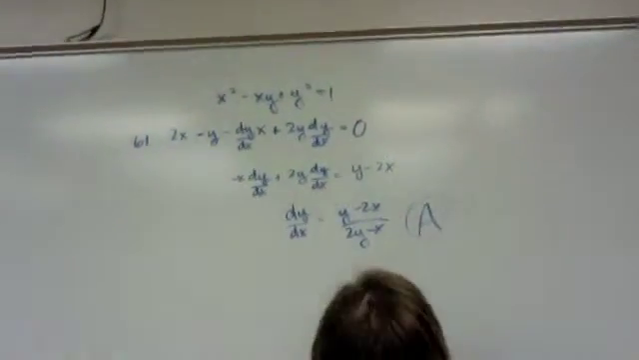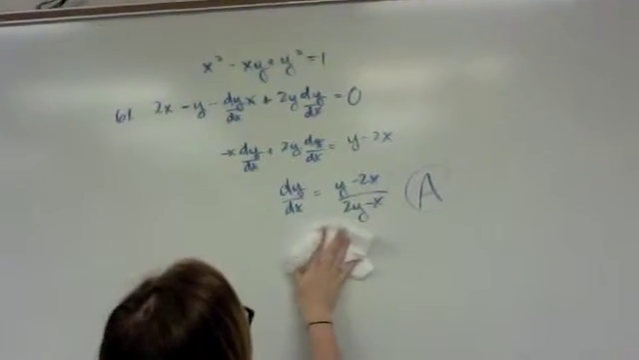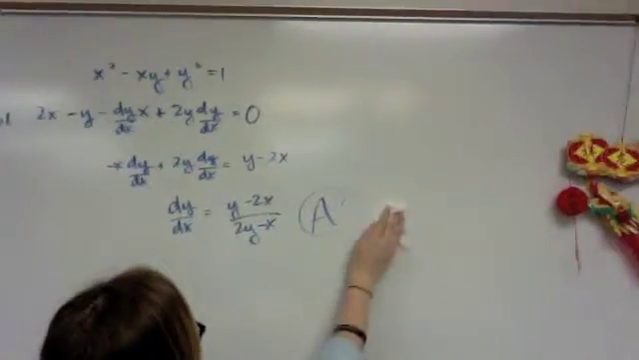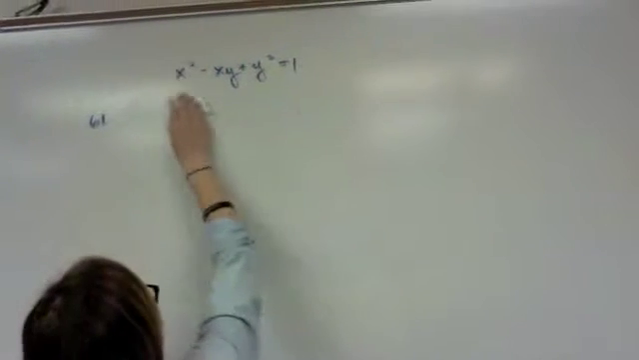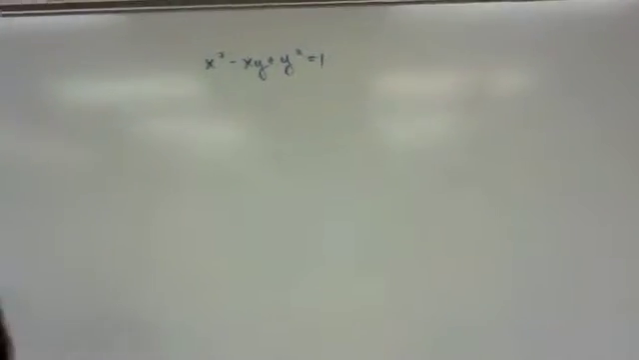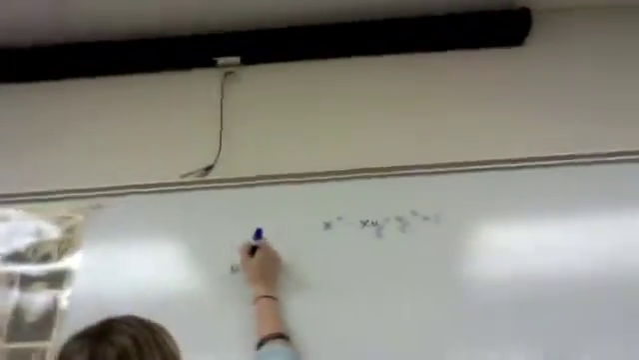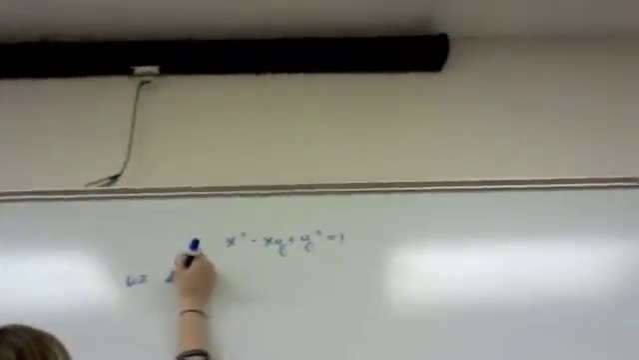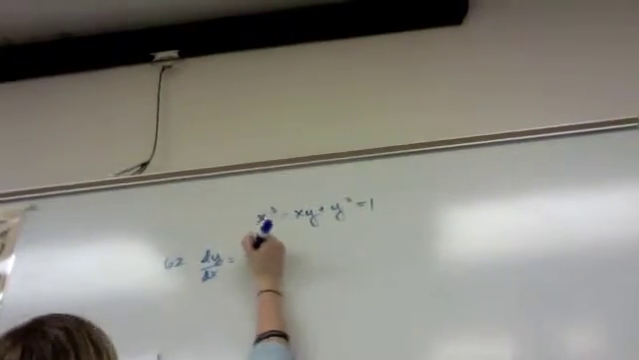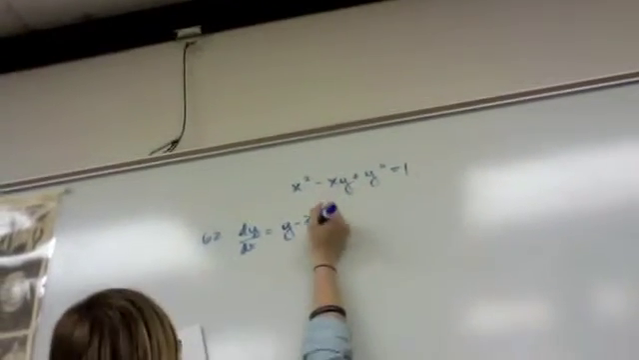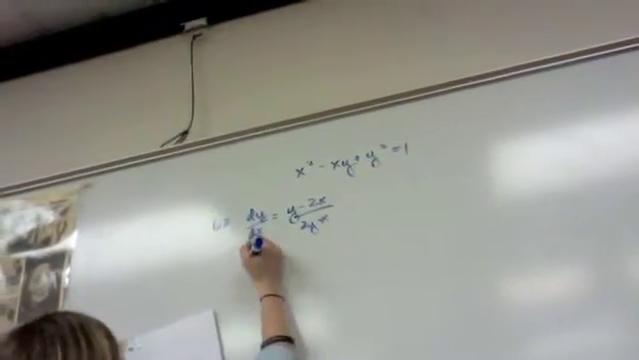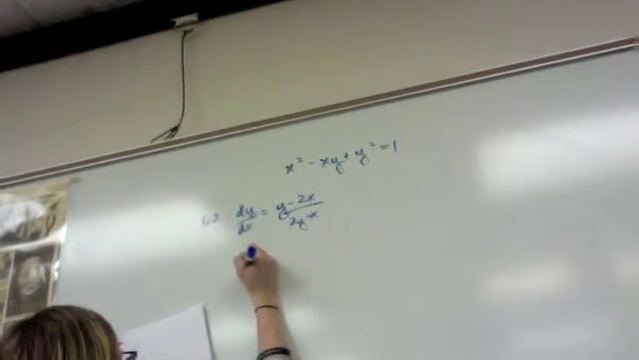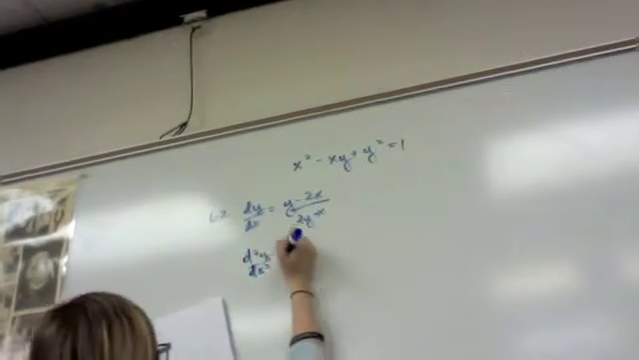Okay, so now for number 62, we're going to want to keep this. 62 asks us to find the second derivative. So we have our first derivative, dy/dx equals y minus 2x over 2y minus x. So we need d squared y over dx squared.